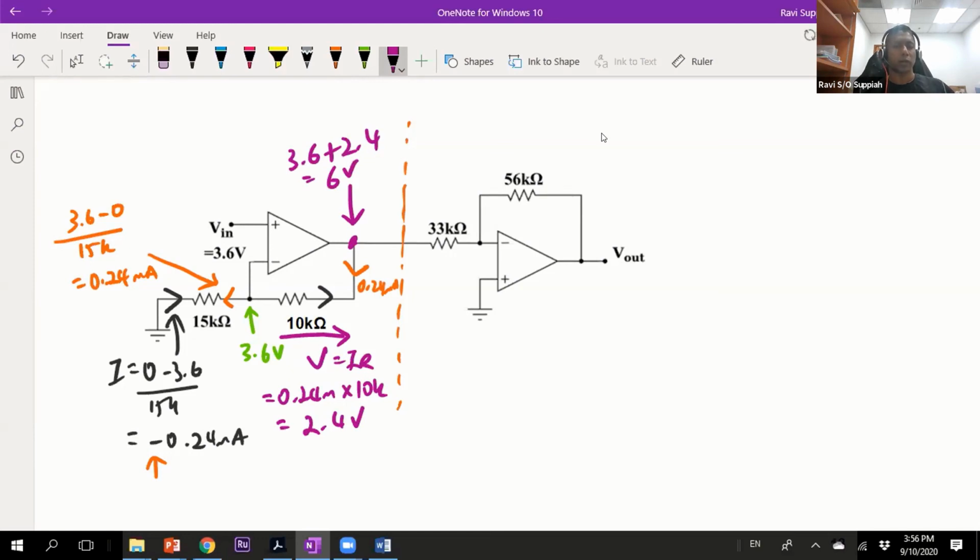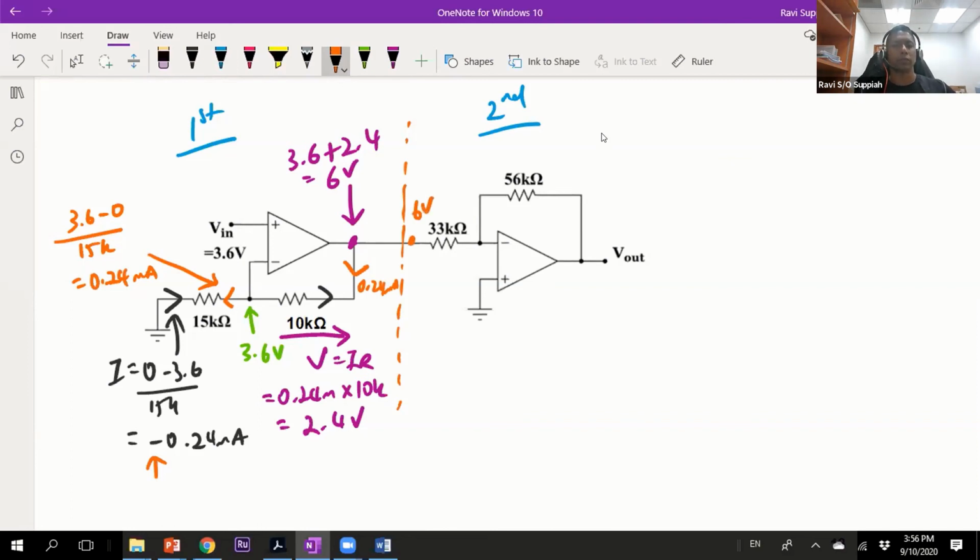So like I said, you break it up into two stages. This is the first stage, and this is the second stage. In the first stage, you have applied the input of 3.6 volt and you get the output of 6 volts. Now let's look at the second stage. As far as the second stage is concerned, imagine that right now I have 6 volts here.